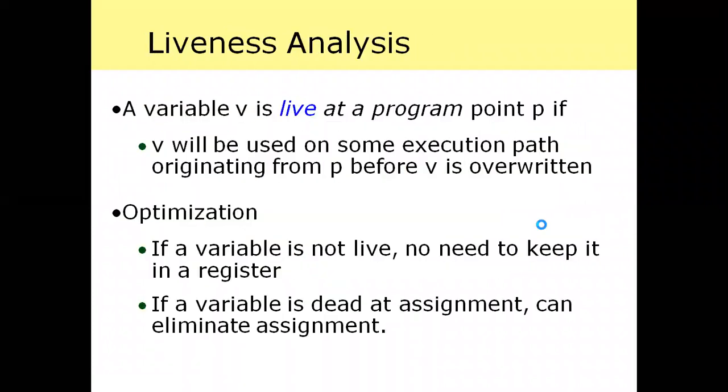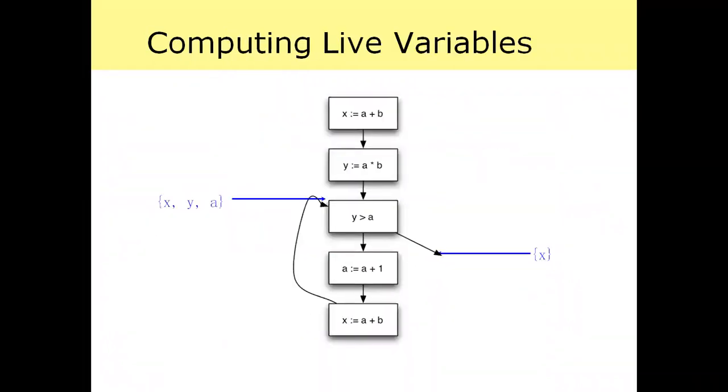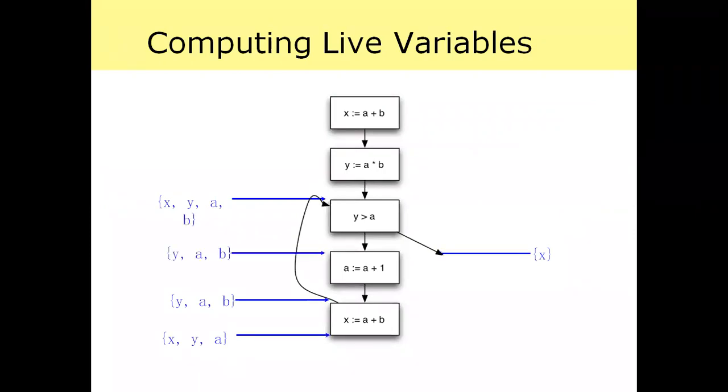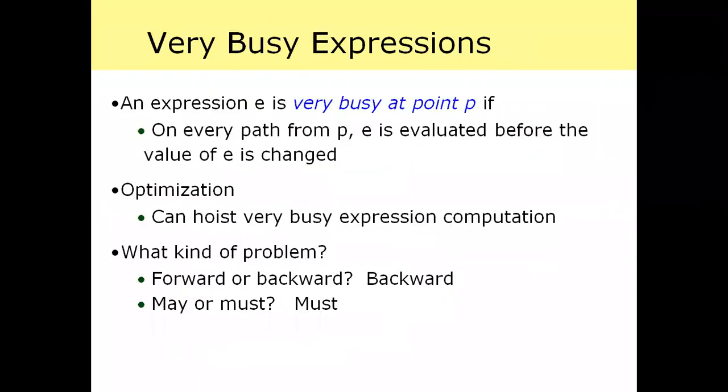And while coming to today's concept, the busy expressions, it is a backward must problem. What kind of problem is it? It is a backward must problem. While coming to available expressions, it is a forward must problem. And liveness analysis is a backward may problem. I think you understand what kind of problem it is. It is a backward must problem.